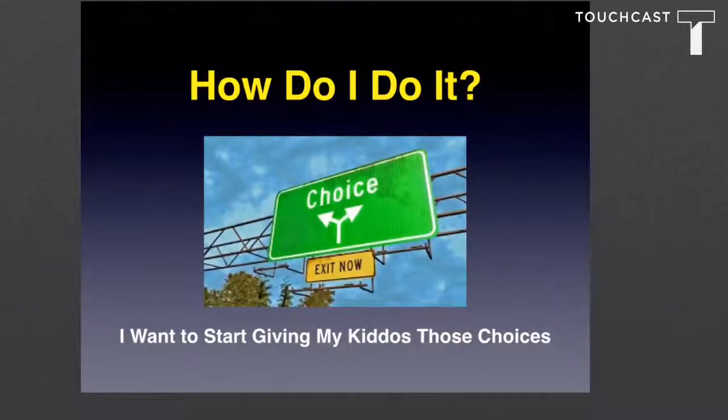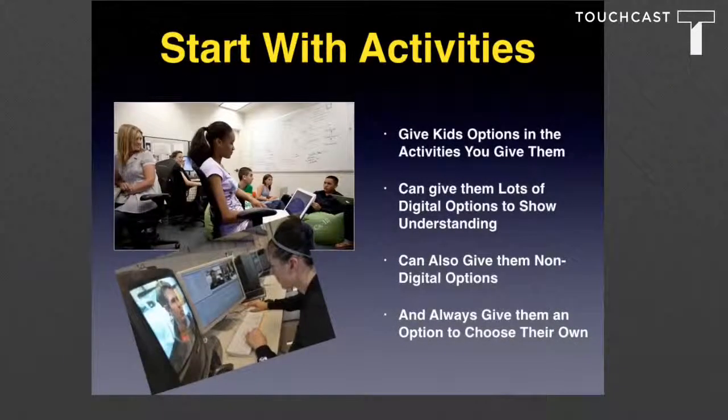Now, how do I do it? I want to start giving my kiddos those choices. So the first thing is start with the activities in your class. Give kids options in the activities you give them. You can give them lots of digital options to show understanding. You can also give them non-digital options and always give them an option to choose their own. So they could go and choose something that you have not set out in the options.